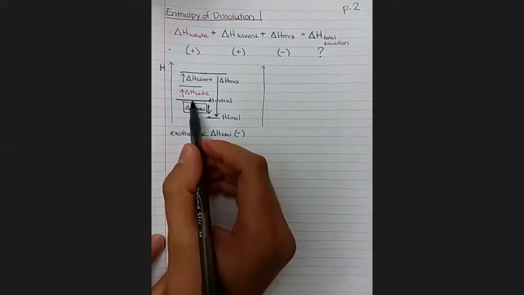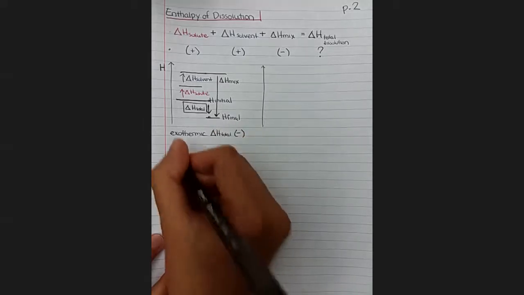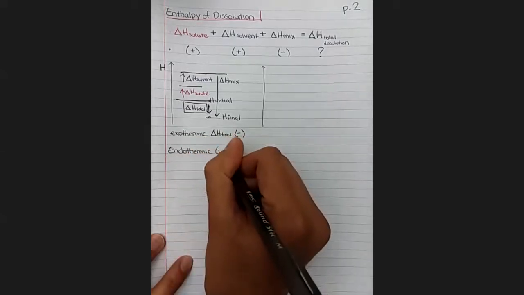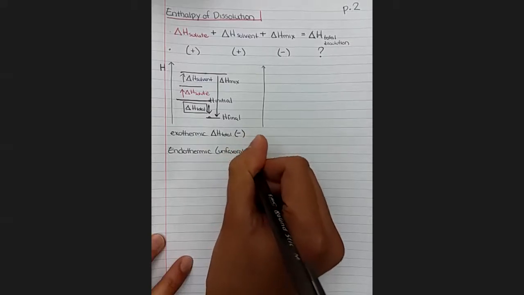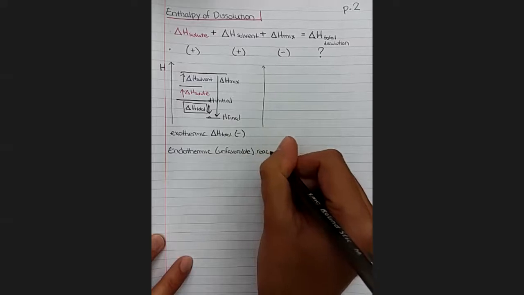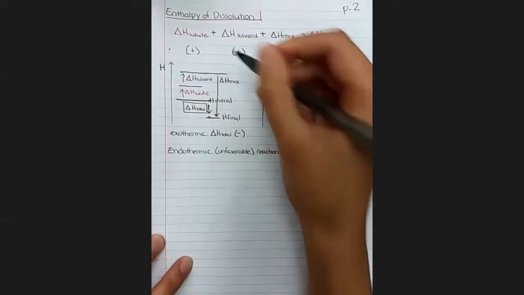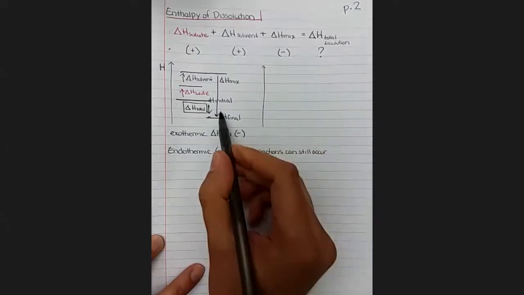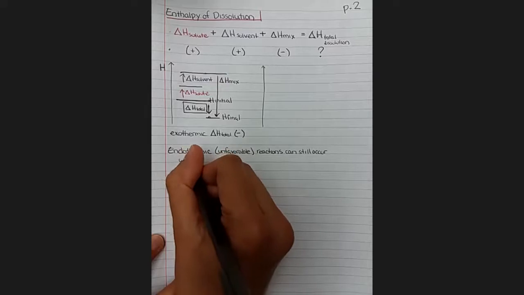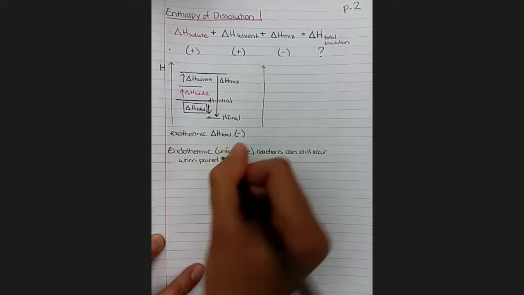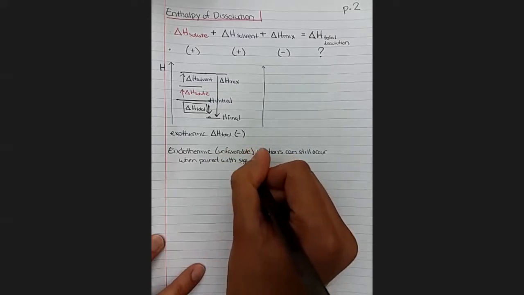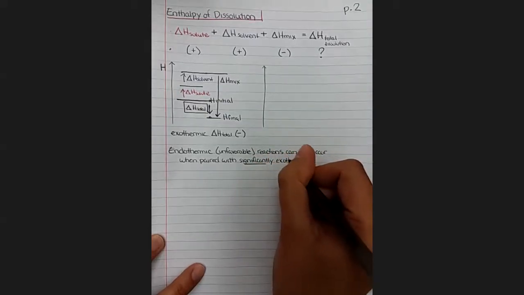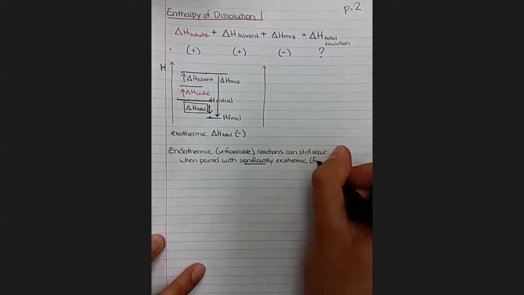And so we learned an interesting thing about these endothermic steps. We know that endothermic steps are generally unfavorable and exothermic tend to be more favorable. But we can still make those unfavorable steps happen. So unfavorable reactions, endothermic reactions, like breaking these intermolecular forces, can still occur when they're paired with significantly exothermic steps. Right? Not just any exothermic step, a significantly exothermic step, which is a favorable step.